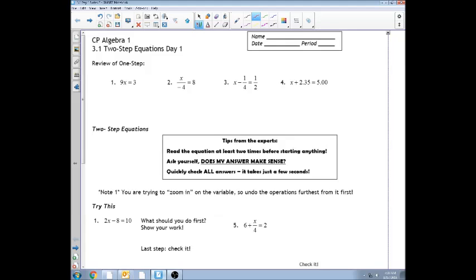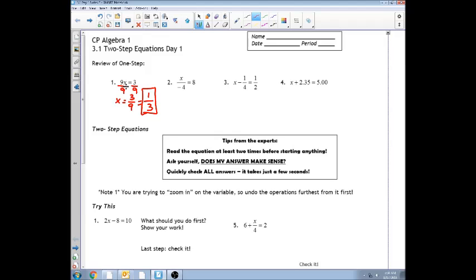For number 1, I have 9 times x equals 3. I need to get x by itself, so I need to do the opposite operation of what's happening on the left-hand side. In that case, it is multiplication, so I will divide. That would get me x equals 3 over 9. Well, 3 over 9 is not simplified because both of those are divisible by 3. 3 divided by 3 is 1. 9 divided by 3 is 3, and that would be our answer.